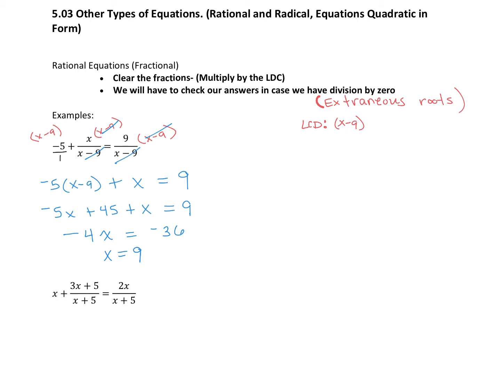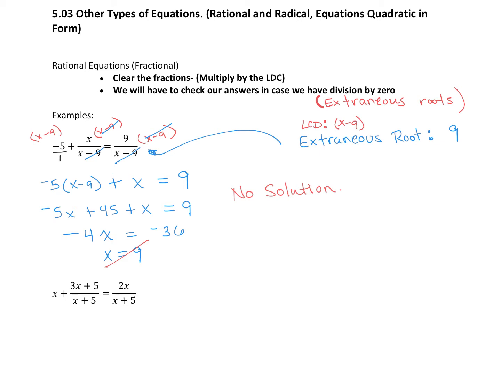Oh, our extraneous root here would be 9, because 9 is the value that makes that denominator equal to 0. So because our answer was extraneous, we actually say that this has no solution. So make sure that you're checking for that extraneous root.